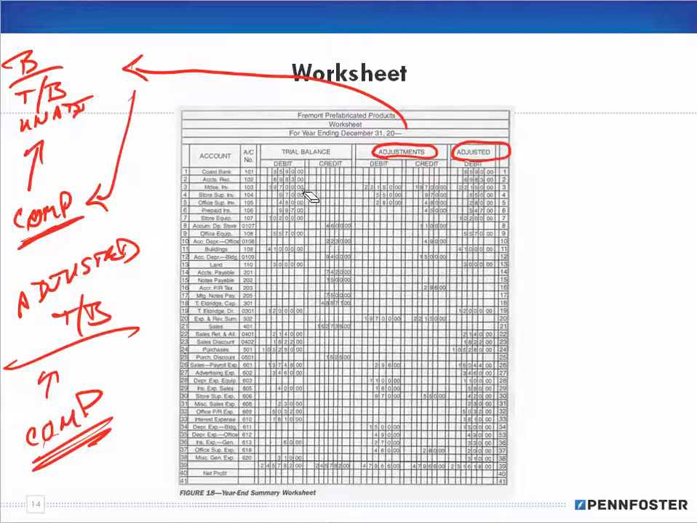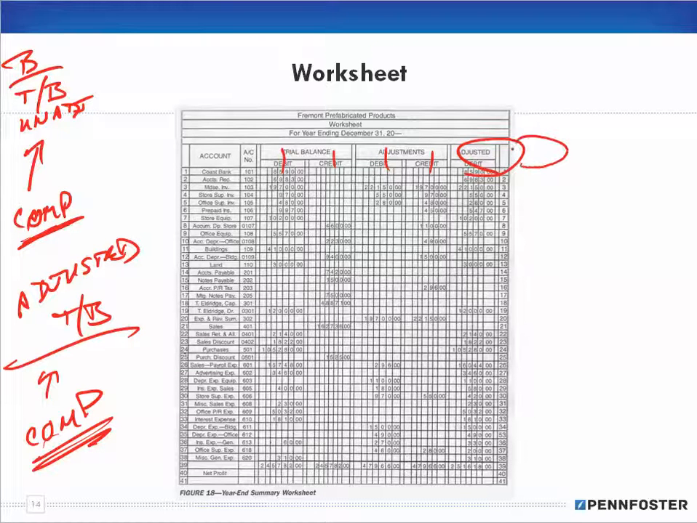So what I'm creating here is, the accountant goes down and he does the math. Basically, he's taking the debits less the credits plus the debits less the credits, and creates a new debit or a credit. And this is the adjusted amounts.